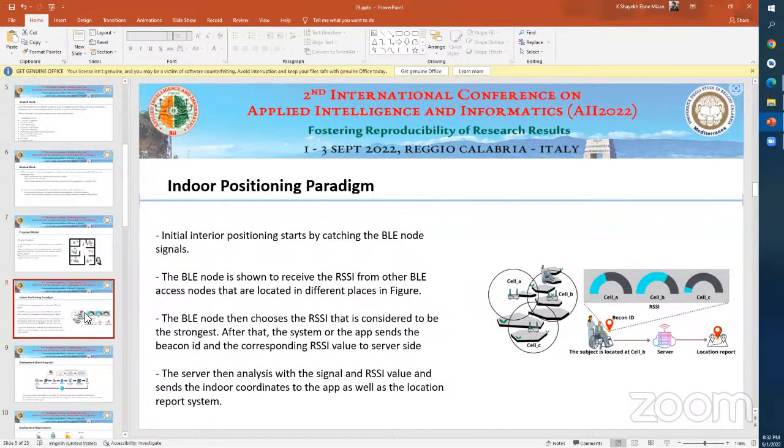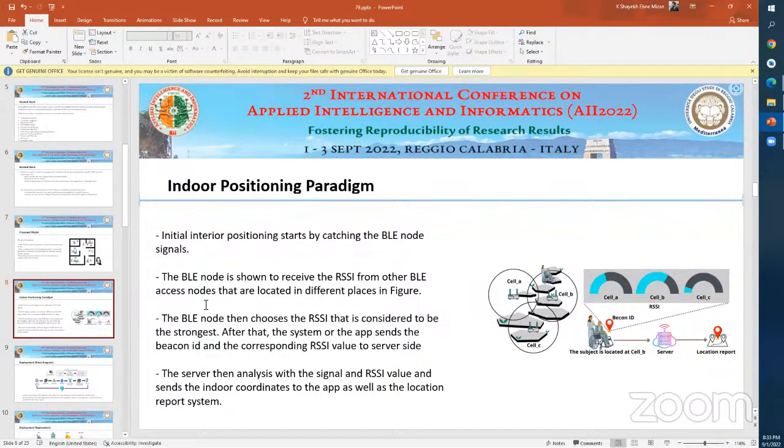Here is how the interpositioning works. If we look at this diagram, here are three BLE beacons, cell A, cell B, and cell C, and these three BLE tags are transmitting their signals. According to the patient's location, the received signal strength indicator, RSSI, value is the highest in cell B. So the direction will flow according to cell B.